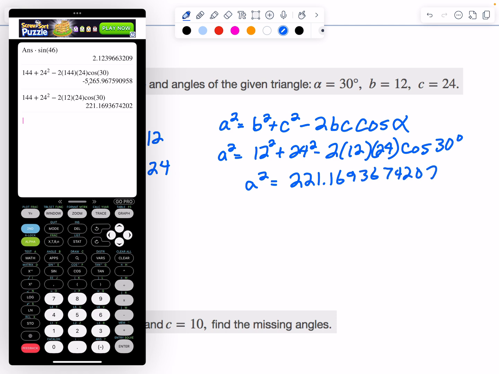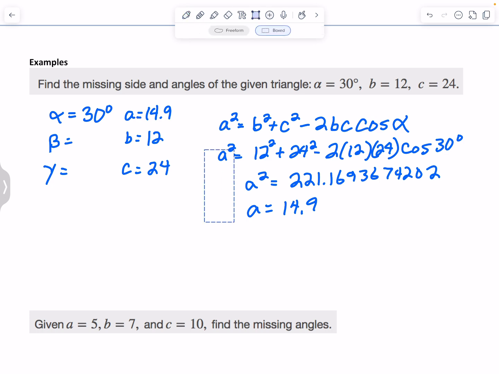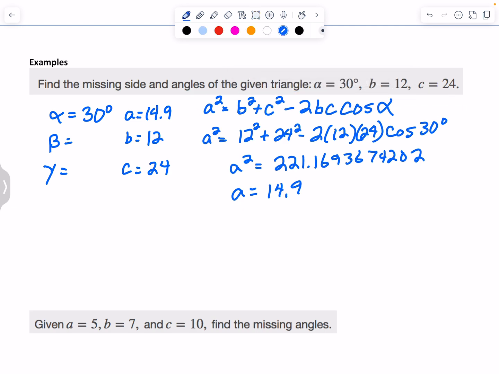221.1693674202. All right, and then I'm just going to use the calculator here to figure out the square root. So a is about 14 point, and since we're solving the triangle, I'm going to do one decimal for my sides: 14.9. Okay, and then unfortunately, with these problems, you're going to do law of cosines once, and then typically after that, you have to do law of sines. So sine of 30 degrees over 14.9.